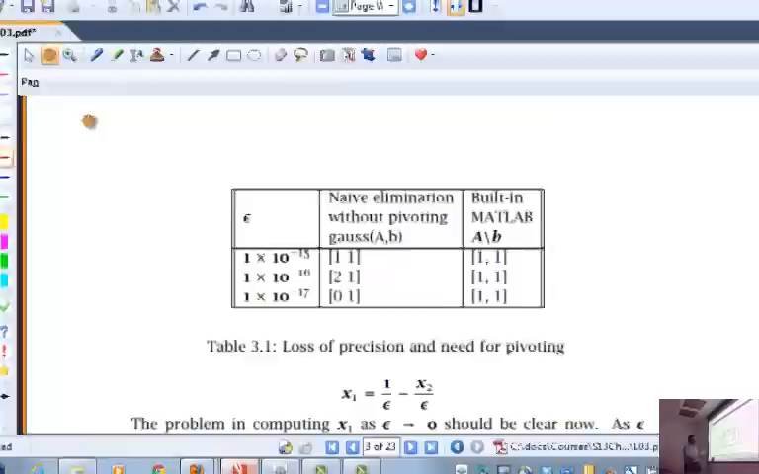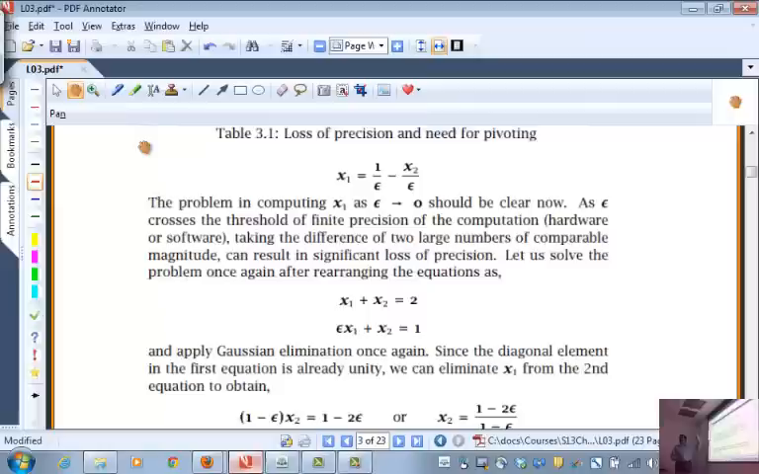The basic idea I want you to get from this problem is that when you have very small elements on the diagonal, just using naive Gaussian elimination can give rise to problems. So you need to use pivoting, you need to switch equations around like this that you see here.